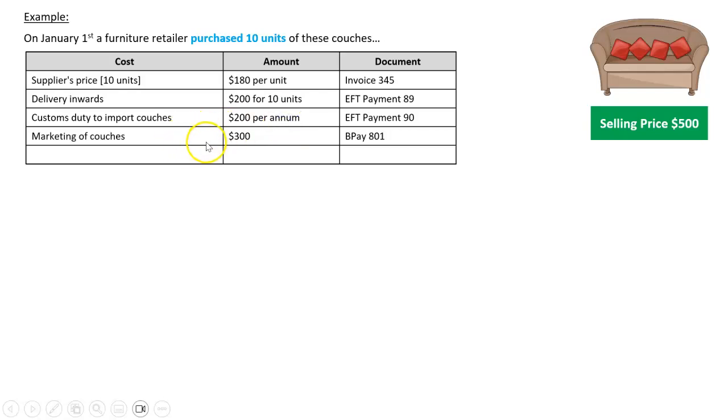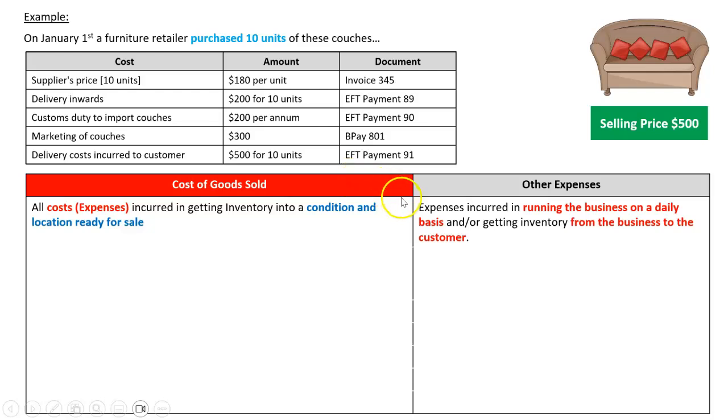There was the marketing of the couches for $300 and delivery costs incurred to the customer, which was $500 for 10 units. And what we learned was that we divide all these costs into two groups. One is the cost of goods sold. That will be all costs or expenses incurred in getting inventory into a condition and location ready for sale. On the other hand, we'll have the other expenses, which are expenses incurred in running the business on a daily basis and or getting inventory from the business to the customer.